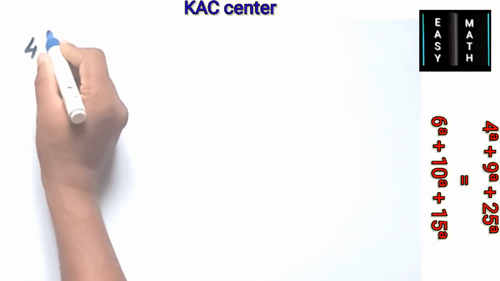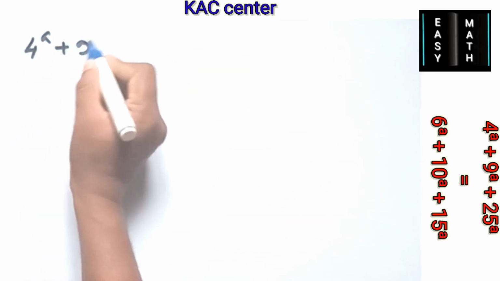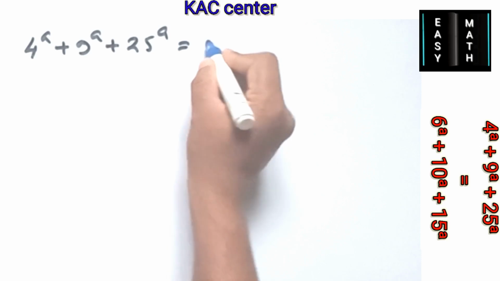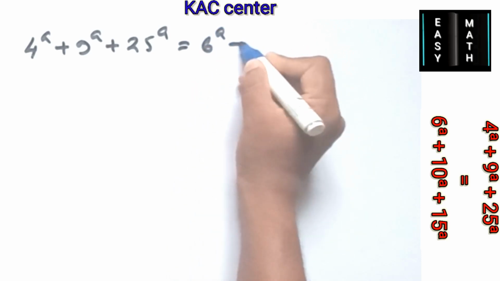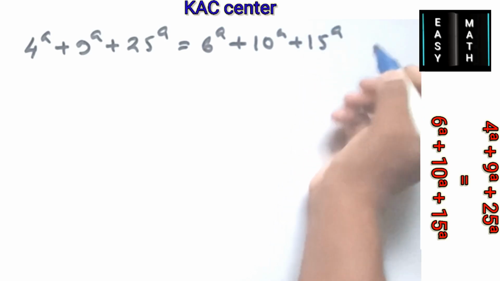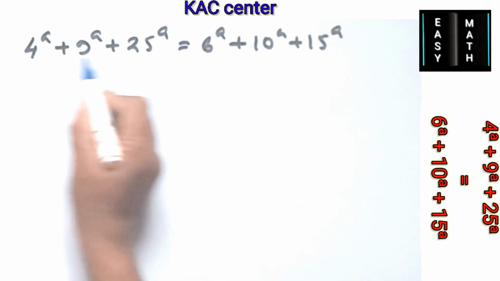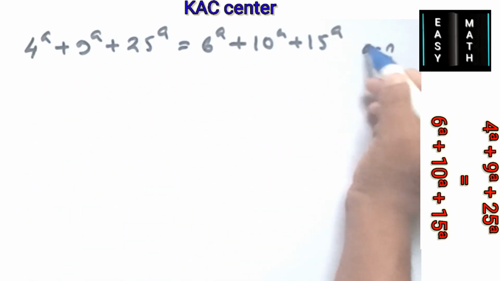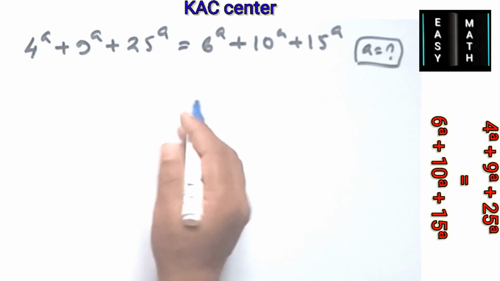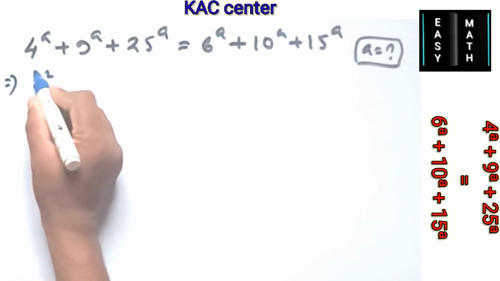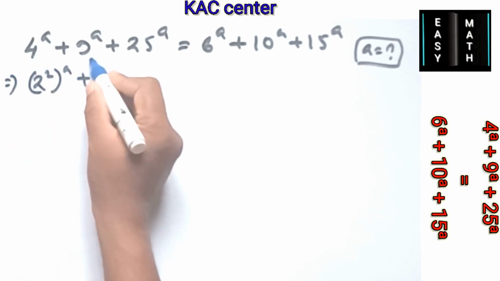4 to the power a plus 9 to the power a plus 25 to the power a equals 6 to the power a plus 10 to the power a plus 15 to the power a. So from this equation, find the value of a. What is the value of a? Find out.